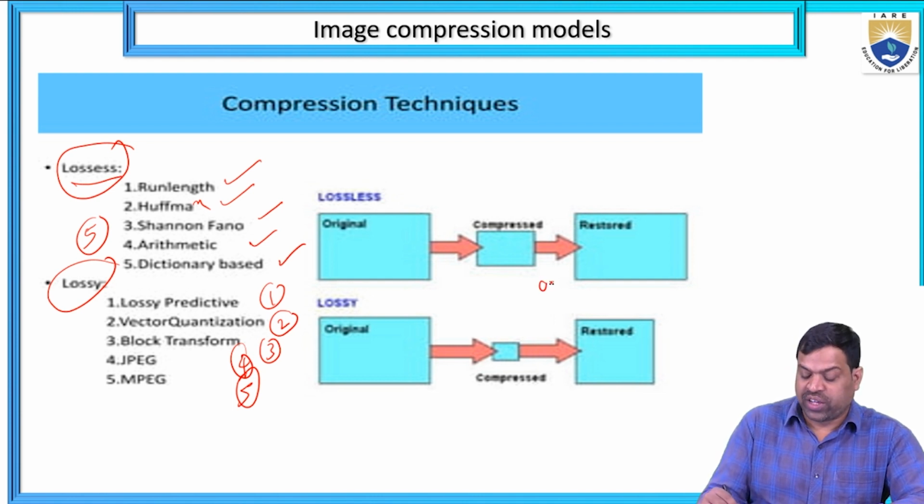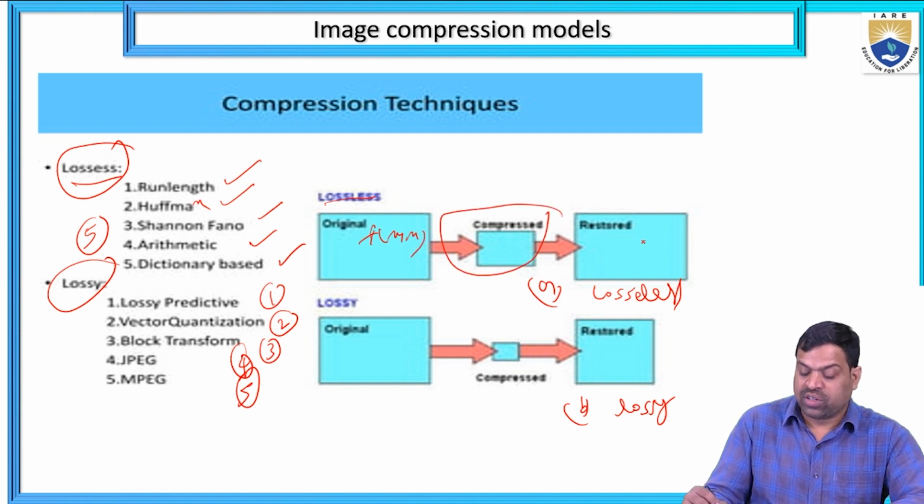So here is one example, figure A, lossless and lossy. For lossless, I take the original image, that is f of m comma n. Then the compression technique is applied, and the output is f dash of m comma n. In lossy, the input is f of m comma n, and with the compression technique the output is f dash of m comma n.